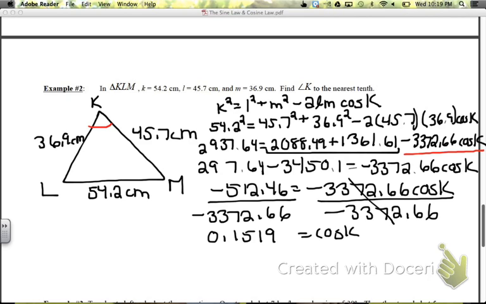Remember, to find K, I need to do the inverse of cos of 0.1519, and I'm going to get that K is equal to 81.3 degrees. Again, make sure that you read the question. It tells me here, let's find K to the nearest tenth.